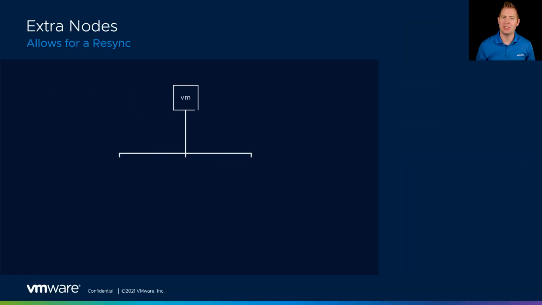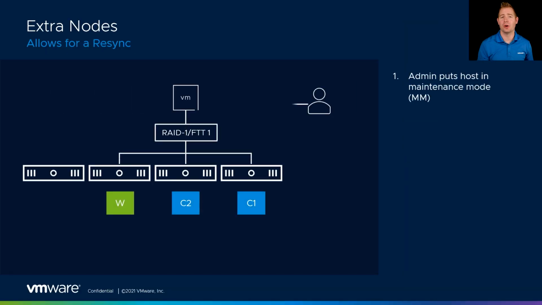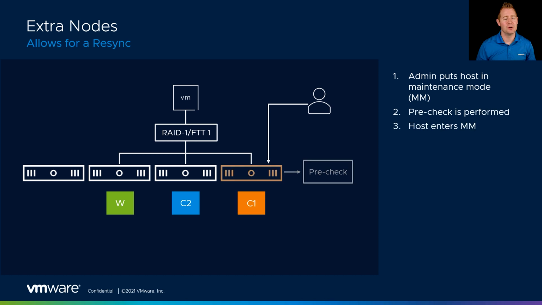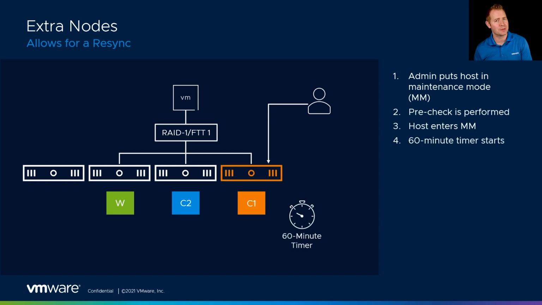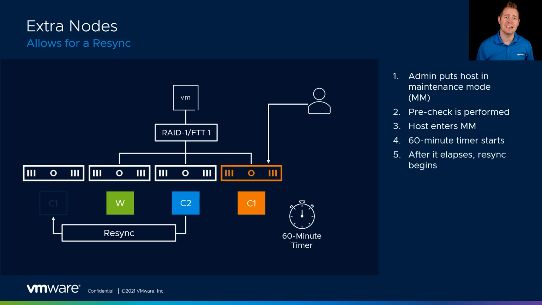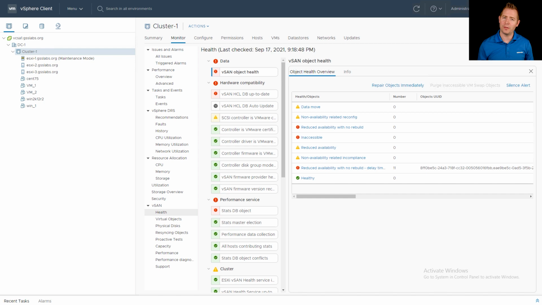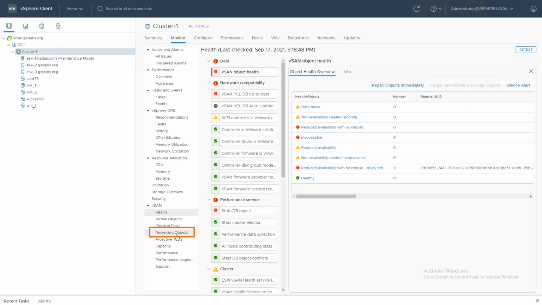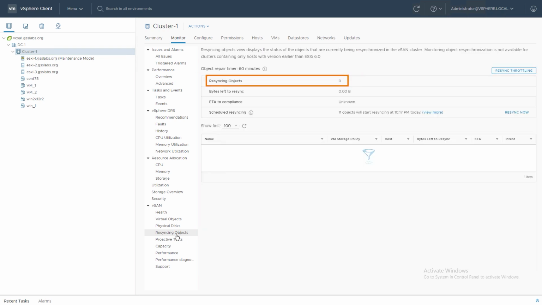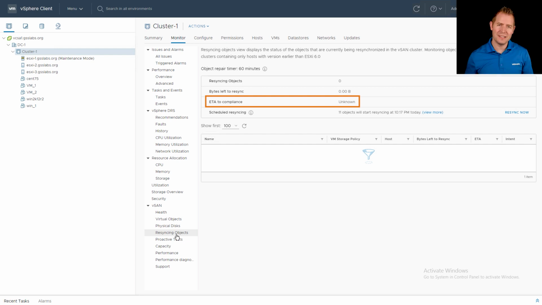Let's change the scenario just a little bit. Let's say we've got a four node environment. We put host one in maintenance mode and that 60-minute timer elapses. At that point, vSAN can kick off a resync. It'll move those objects into our reduced availability category. And then to verify our resync or see if we have a resync running, we can click on our resyncing objects. This will tell us how many objects are in the resync, how much data we have to resync, and the time to completion.